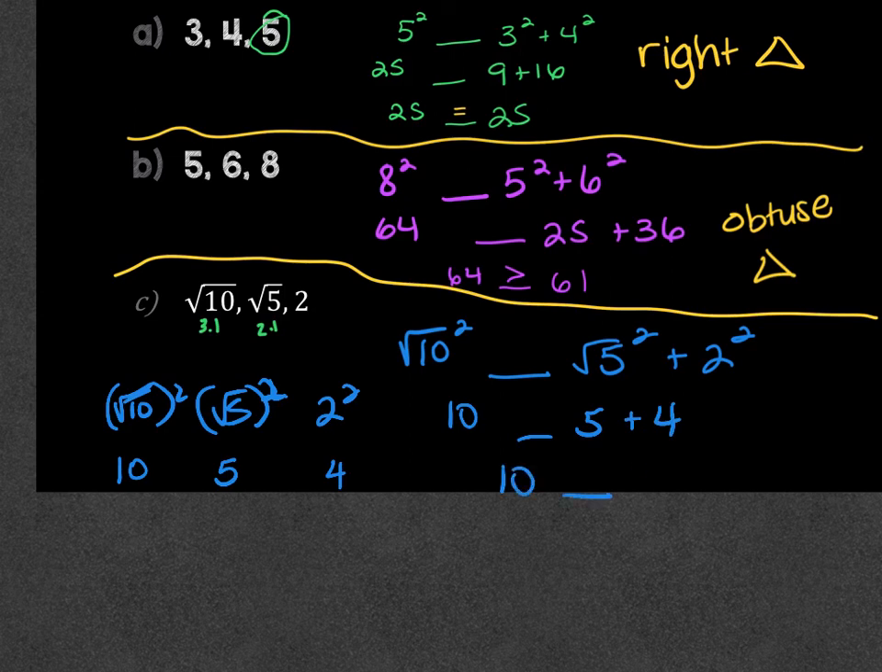So 10 has what relationship to 9? It's greater than, which makes this triangle obtuse.